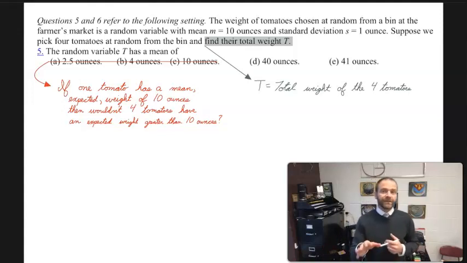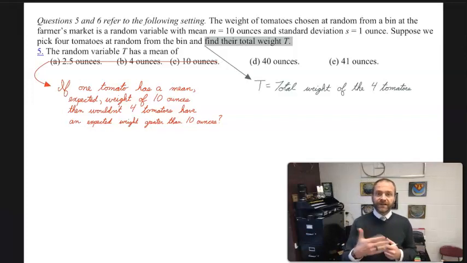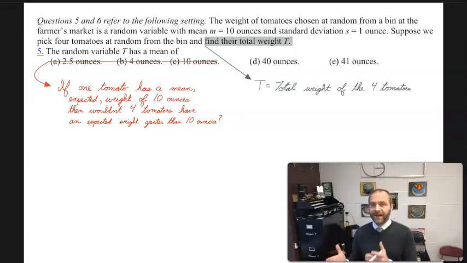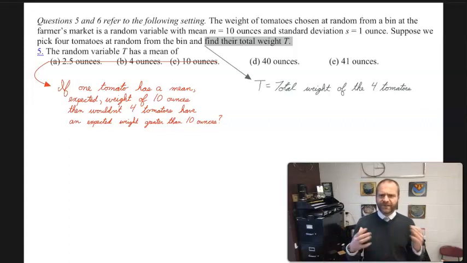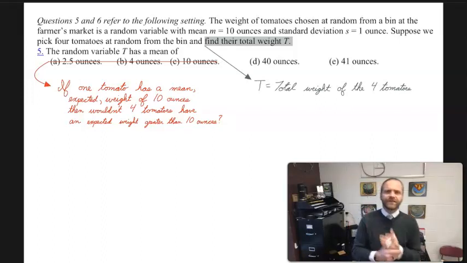Now, really, I want to talk about what's going on. B is really looking at 4 times the standard deviation, 4 times 1. Here's what's really interesting: A is 10 divided by 4. So therefore, we have the 10 ounces divided by 4. You're taking the expected weight of 1 and cutting it into fourths. That's not grabbing 4 of them. So I'm going to cross out A, B, and C, and hopefully you understand the logic behind that.